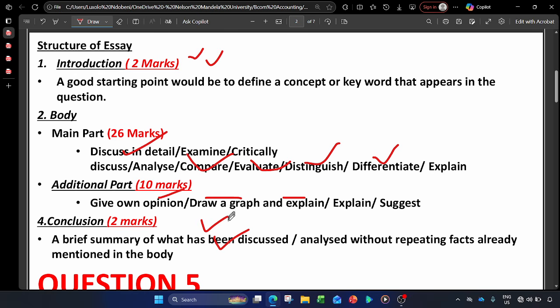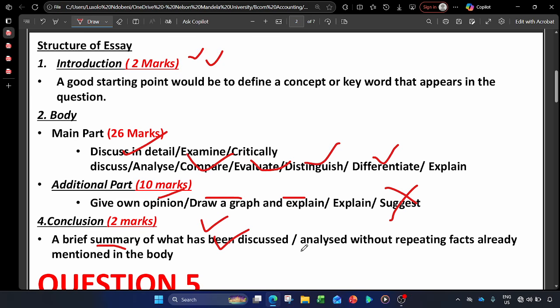That's why you summarize. It should be based on the main part, right? So please, your conclusion must not be based on the additional part. It should be based on the main part. Since our main part is the markets, now perfect and imperfect, our conclusion should be based on the perfect and imperfect markets. That's why you will summarize.